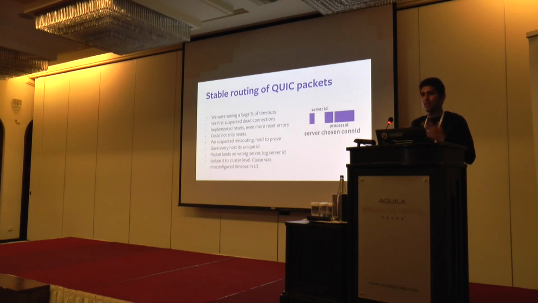So we assigned all the hosts in our infrastructure a unique server ID, and when we generate a connection ID for that host, we embed the server ID into the connection ID that was generated. Then when we receive a packet from the client and we notice that the server ID in the connection ID does not match the server ID that we expect the server to have, we say that something has gone wrong.